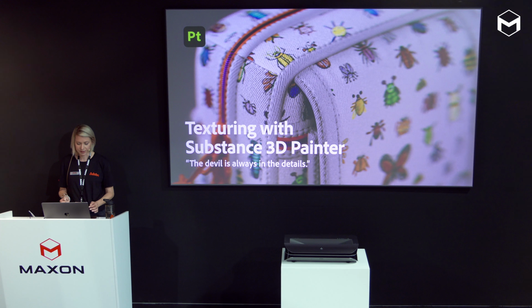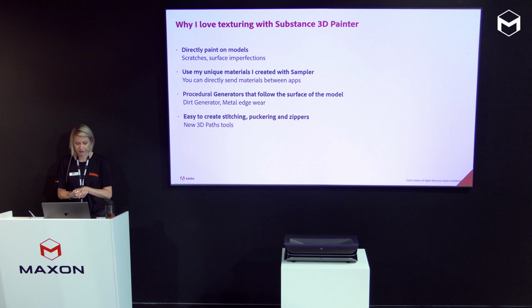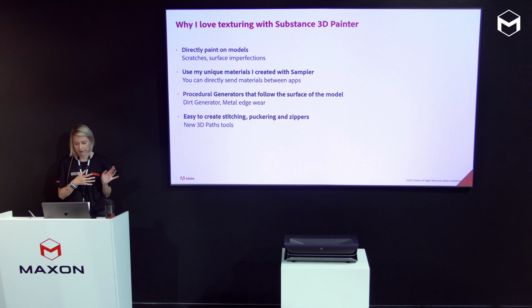So, texturing with Substance 3D Painter. Why I like texturing with Painter is because you can directly paint on your models, you can create scratches and surface imperfections, and, as I just said, I can use my materials that are directly imported from, for example, Sampler. I like to use the generators that follow the surface of the models, like the dirt generator or the metal edgewear. And something new that I use a lot nowadays is the new CD Pass tools, where you can create stitching or puckering or zippers.